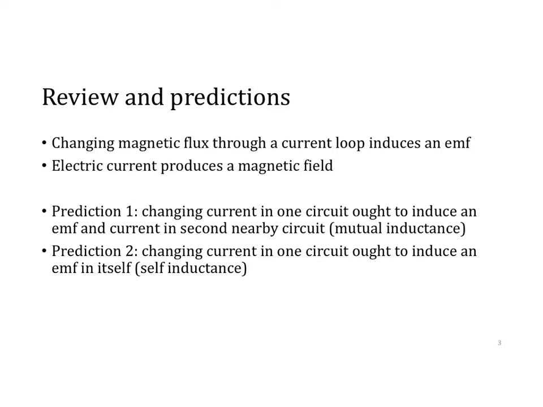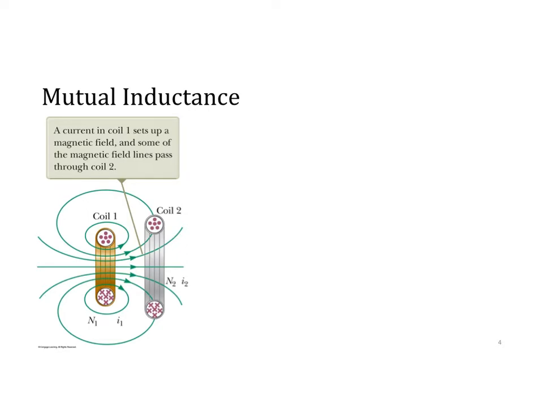So like I said, we're going to start out with mutual inductance. So we can picture our two coils, right? So coil number 1 has a current flowing through it, and maybe that current just starts or just stops or is changing with time. So if that current is changing with time, it's going to create a magnetic field that is also changing with time. So some of those magnetic field lines pass through coil number 2.